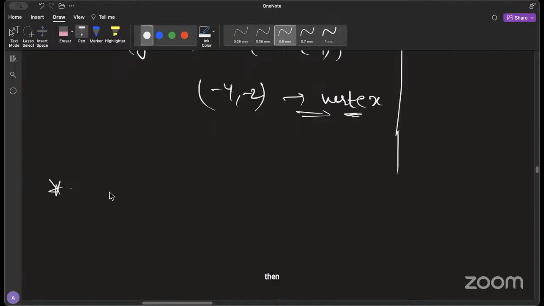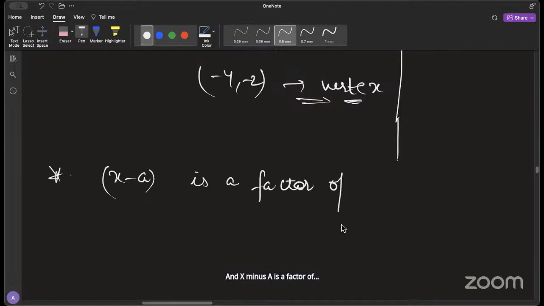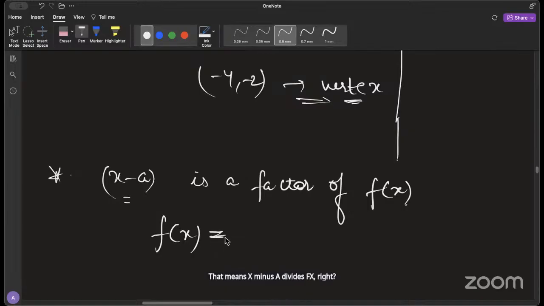Then there are a couple of things that you should know. The first thing is, let's say you have x minus a, and x minus a is a factor of f(x). Then if x minus a is a factor of f(x), what does that mean? That means x minus a divides f(x), right? So I should be able to write f(x) as x minus a times the quotient when you divide f(x) by x minus a, plus the remainder, right?